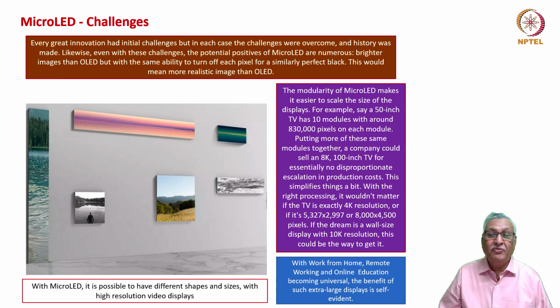For example, say a 50-inch TV has 10 modules with around 830,000 pixels on each module. Putting more of these same modules together, a company could sell an 8K 100-inch TV for essentially no disproportionate escalation in production cost. This simplifies things a bit. With the right processing, it wouldn't matter if the TV is exactly 4K resolution or if it is 5327 by 2997 or 8000 by 4500 pixels. If the dream is a wall-size display with 10K resolution, this could be the way to get it.